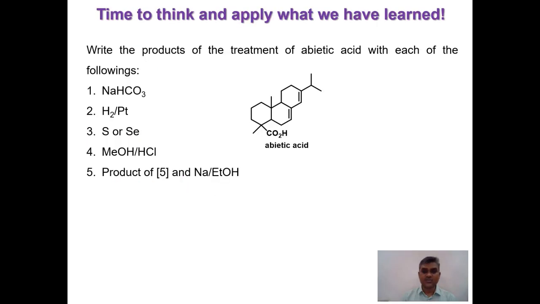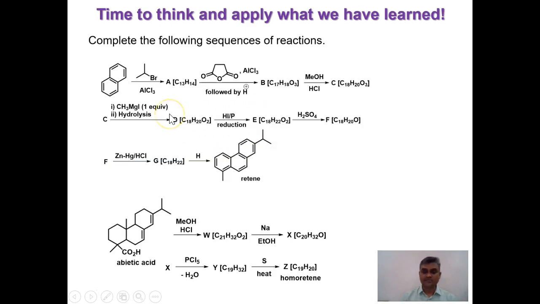Now it's time to check our concepts, how much we have progressed from the examination point of view. This is a problem the student should undertake: what are the products of abietic acid with each of the following reagents? This we have already discussed in the previous slides. Another one is about the synthesis of the retene molecule. This is the sequence mentioned here, and the molecular formula of the intermediate products is also shown. So students can also get some help to reach the answer to this problem.